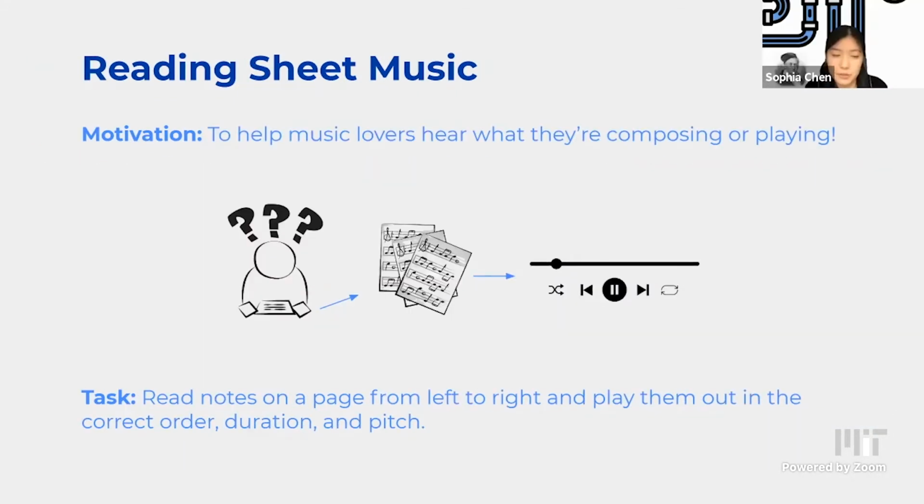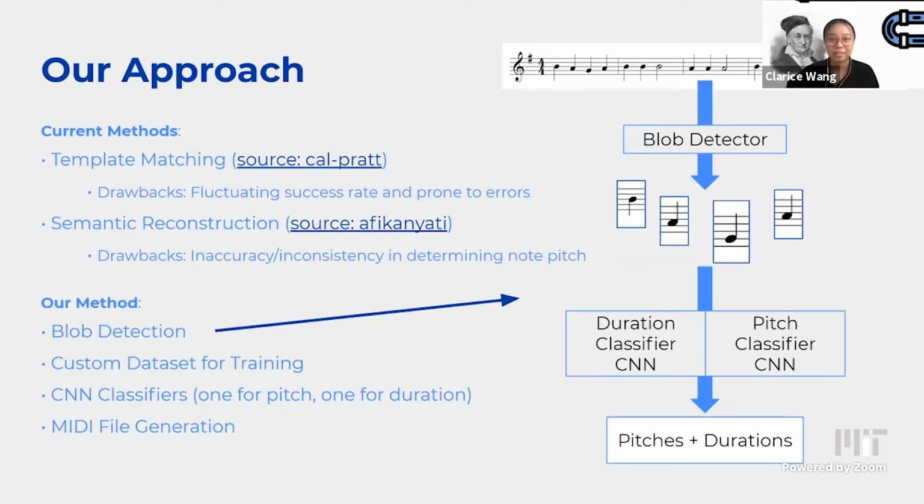The final part of our capstone project is reading sheet music using object detection. The motivation behind this project is to help music lovers hear what they're composing or playing. The task for our algorithm is to read notes on a page from left to right and play them out in the correct order, duration, and pitch. So how did we approach this task?